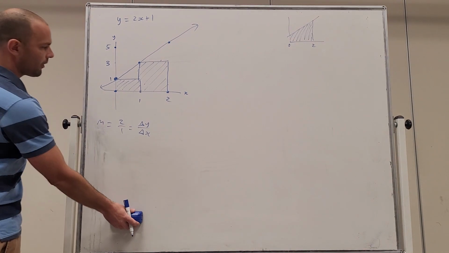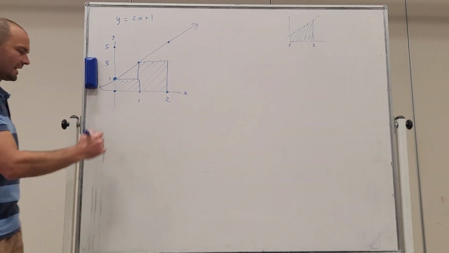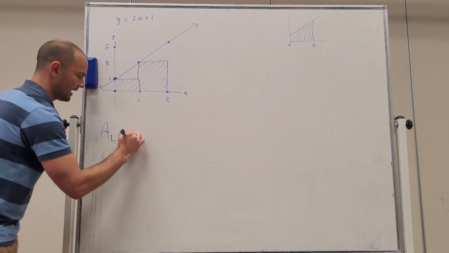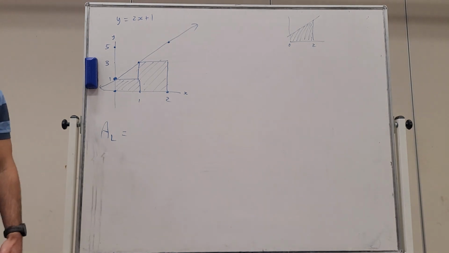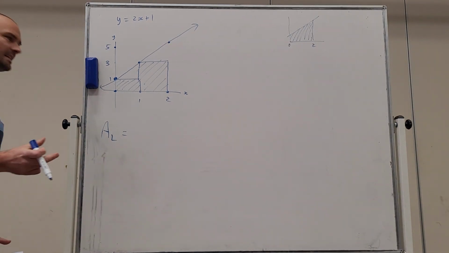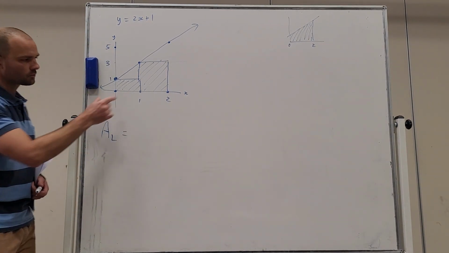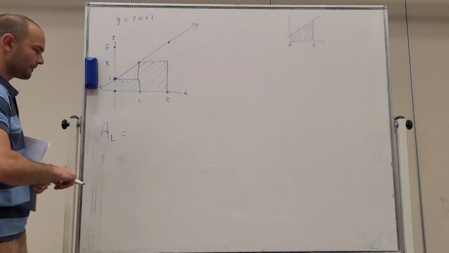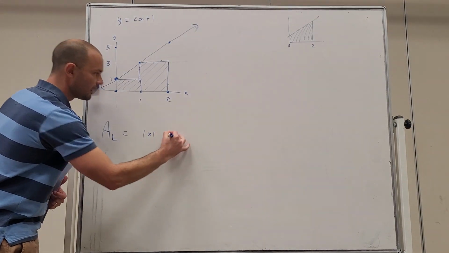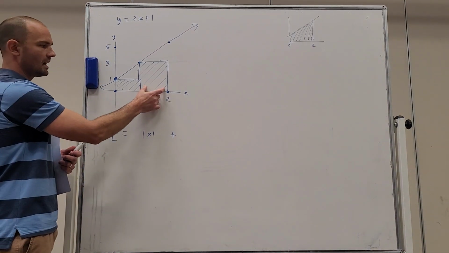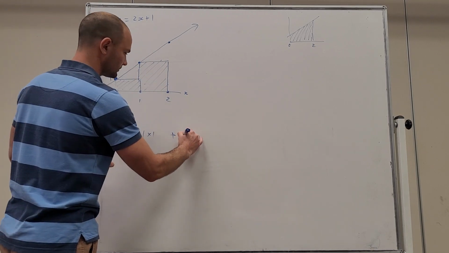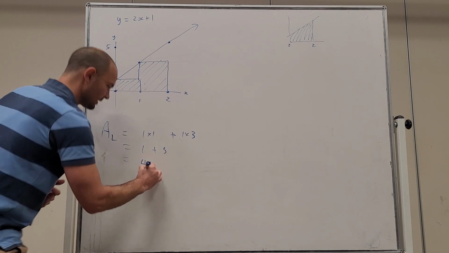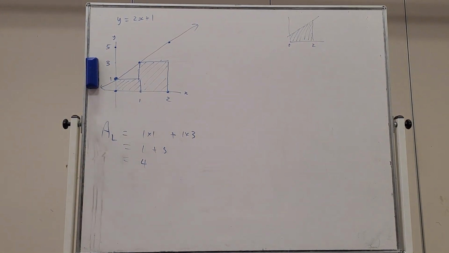Okay, let's go about finding the lower estimate. So let's call it the area using the lower estimate. All right, so the area of a rectangle is just its base times its height. So my first rectangle has an area of 1 times 1. My first rectangle is 1 times 1, and my second rectangle is 1 times 3. So this gives me 1 plus 3. My lower estimate is an area of 4.